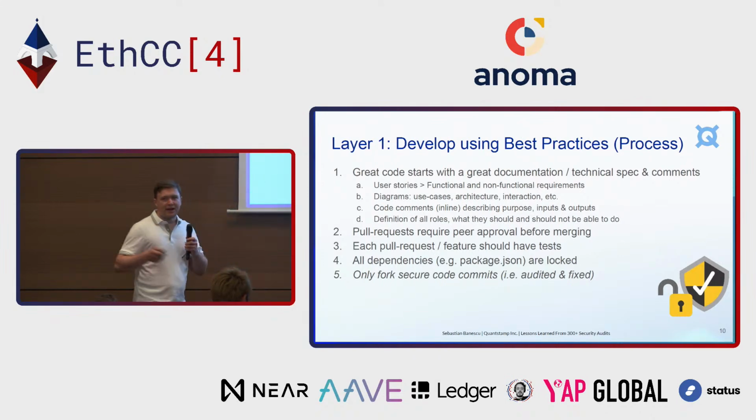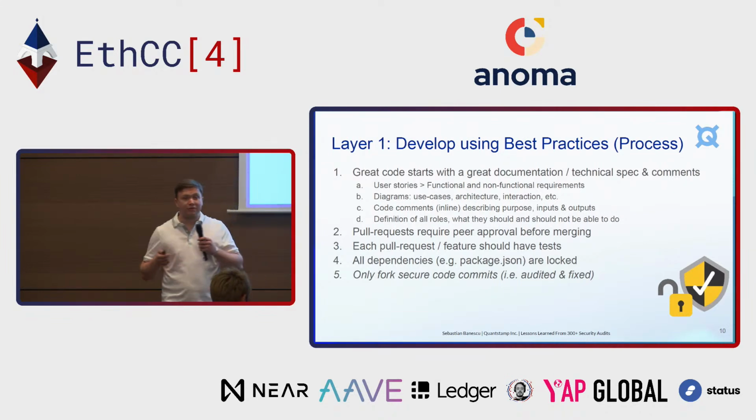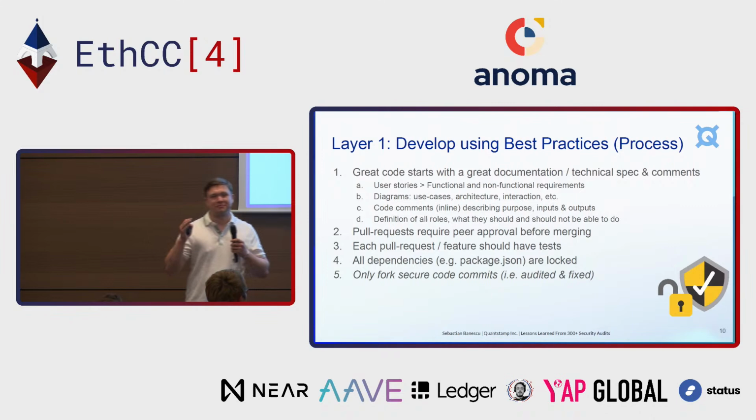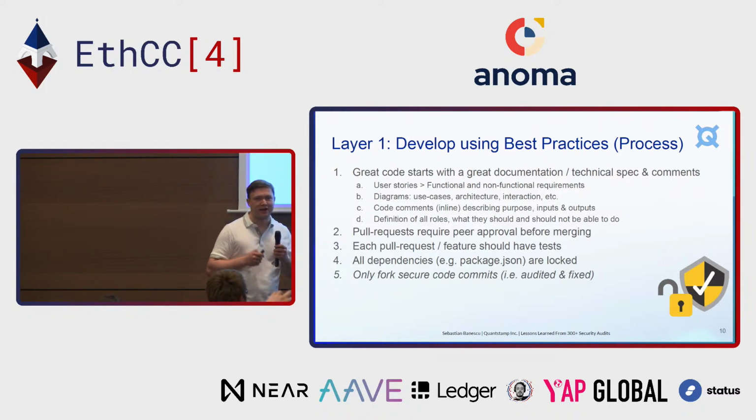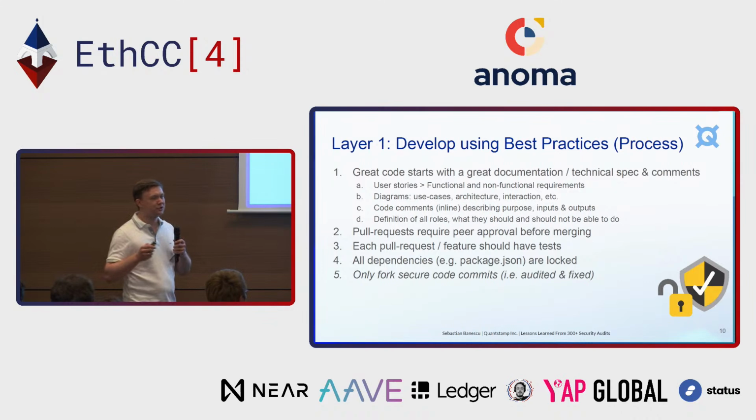You should draw diagrams, whatever you prefer, just to help the auditors understand how you imagine the project working. You should also have code comments. These are missing quite often. So have comments either at the beginning of your function, inline, however you prefer, but have them. And last but not least, in documentation, you should have a description of all the roles, all the stakeholders, and what they should be allowed to do and what not, right?